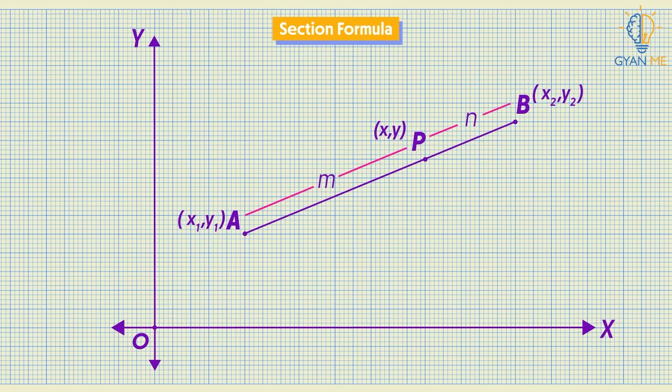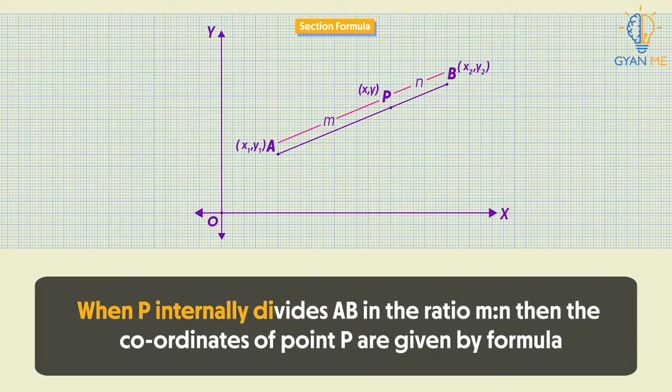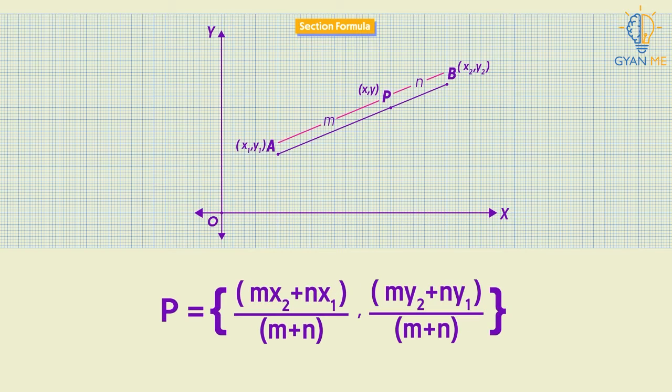Yes, we can. This formula is: when point P internally divides line segment AB in the ratio m:n, then the coordinates of point P are given by (m x2 + n x1) upon (m + n), comma, (m y2 + n y1) upon (m + n). Now let us derive this formula.